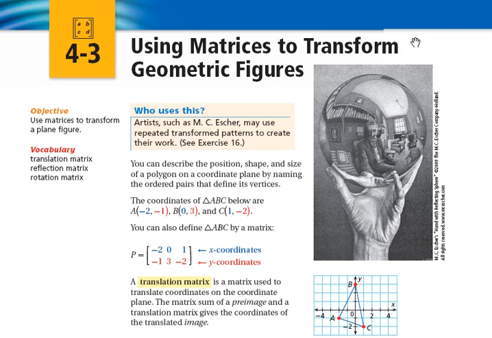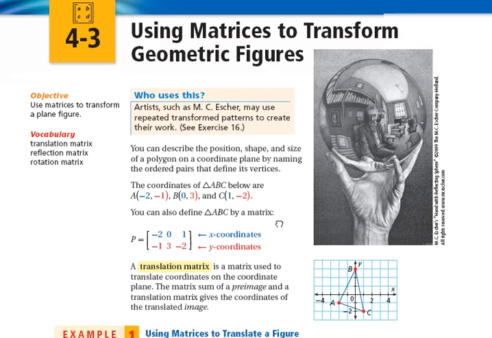So again, remember we're talking about matrices, so we're talking about a table of values of information. And one of the things you can do is actually take a triangle, points on a triangle. These are the vertex points A, B, C, and you can actually put those into a matrix. This is sometimes called a coordinate matrix or a vertex matrix.